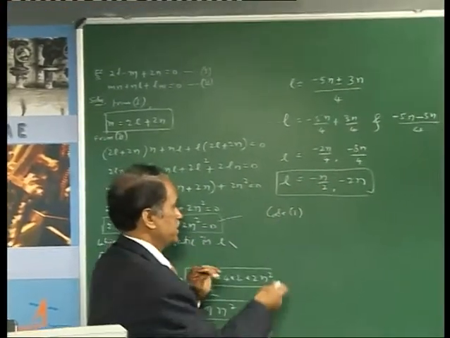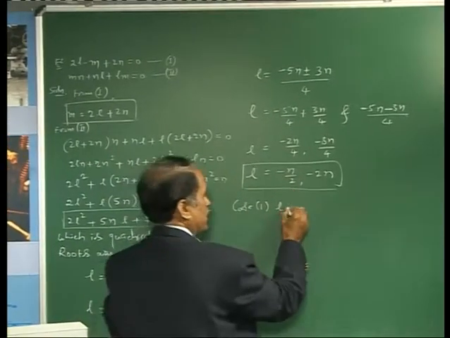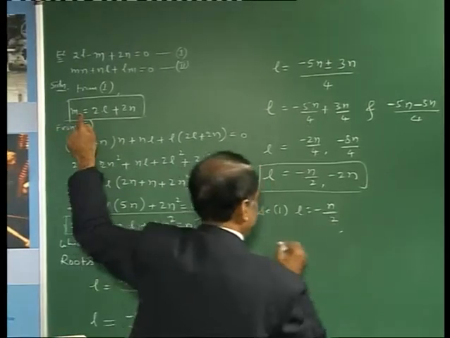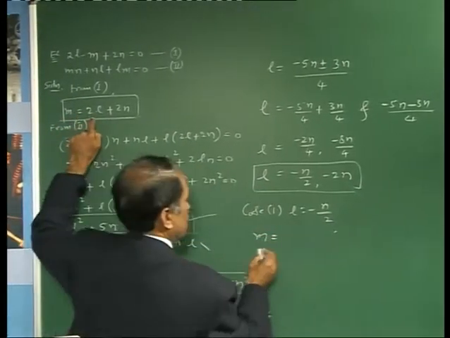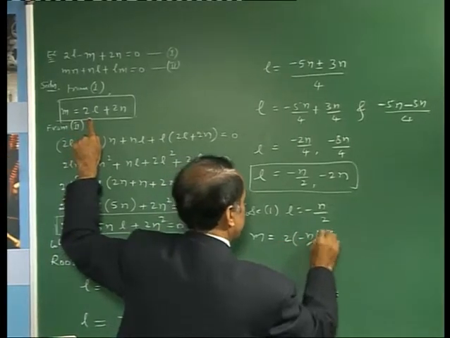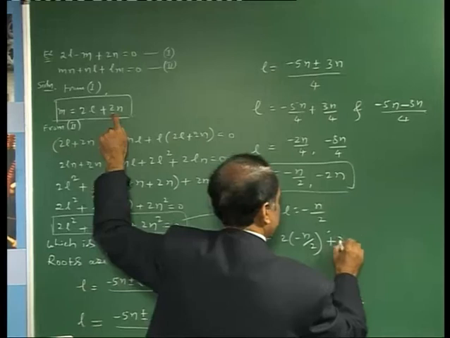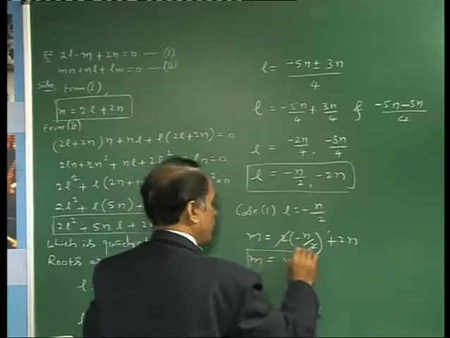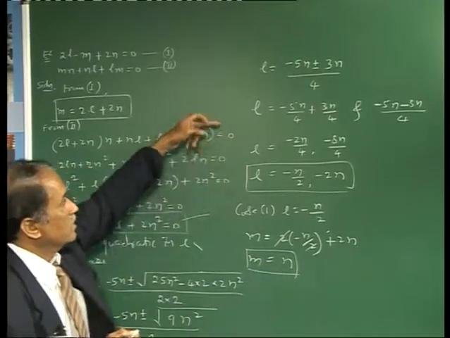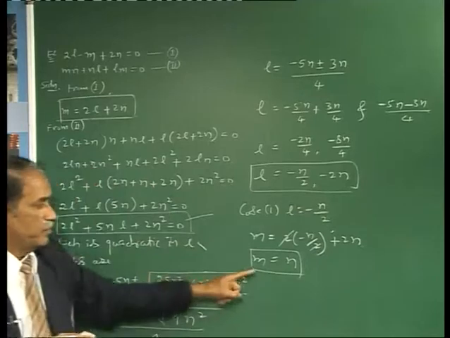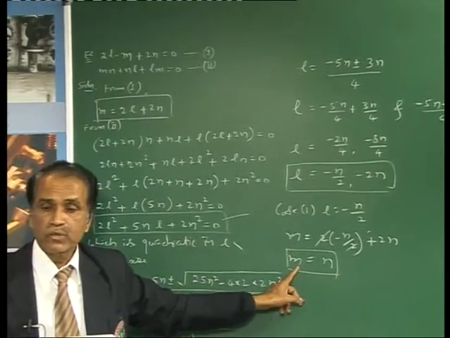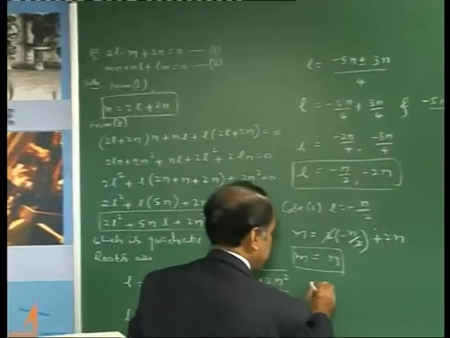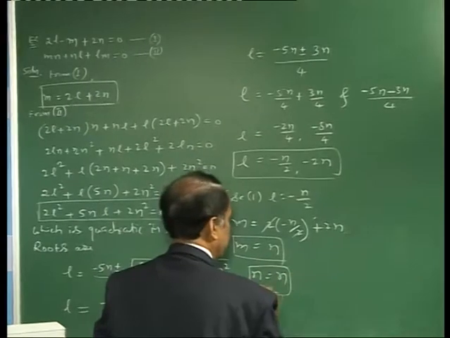That is, L is equal to minus n by 2, I am taking the first calculation. Then comes the calculation for M, that is M is equal to 2 into minus n by 2 plus 2n. Therefore, 2 cancels, and n is there. For the corresponding value L equal to minus n by 2, I got the value of M equal to n. So you need not calculate or think about n, because n remains the same. n is equal to n only. Why?